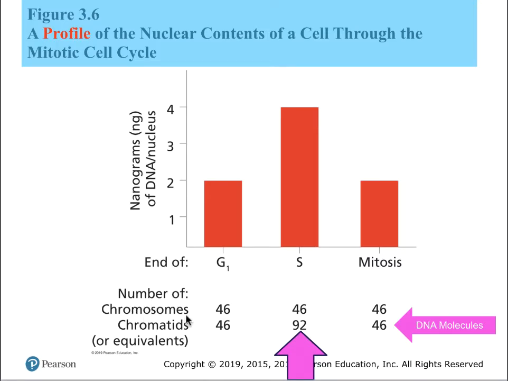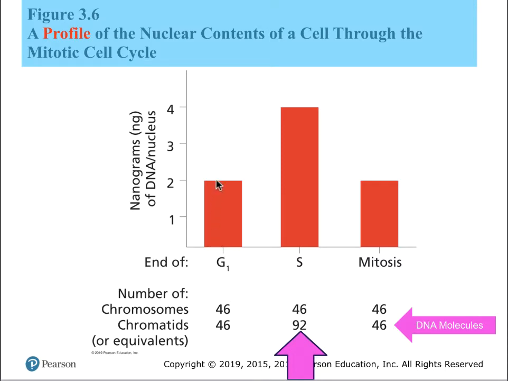So the number of chromosomes consistently stays at 46, the number of individual entities of DNA. But the number of chromatids doubles in S phase, even though they're still held together to form 46 chromosomes by the centromeres. Once mitosis is complete, the total number of chromatids is reduced down to 46 because each one is now not an X but an I-shaped DNA double helix.